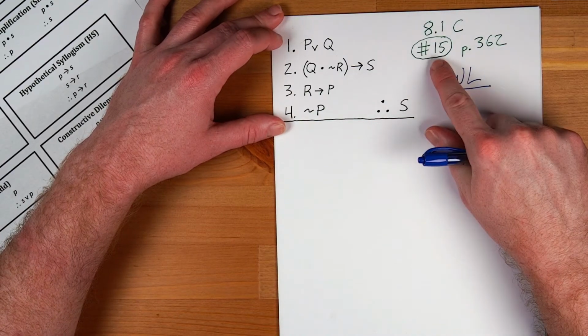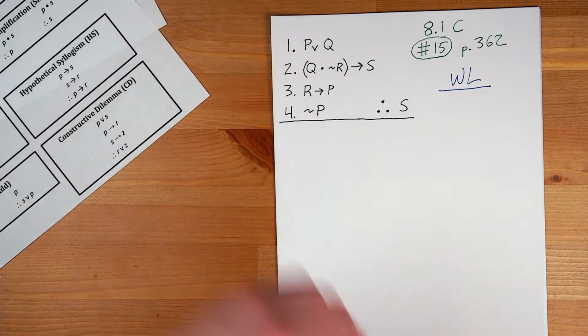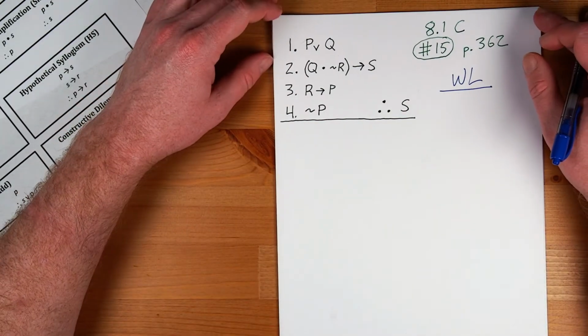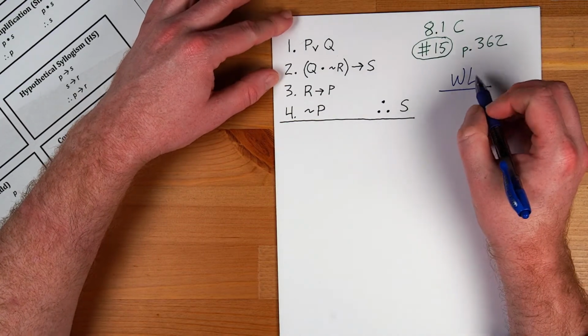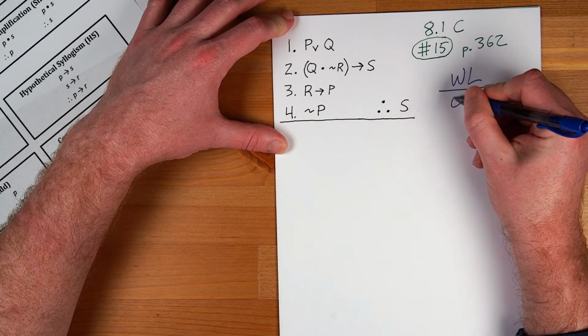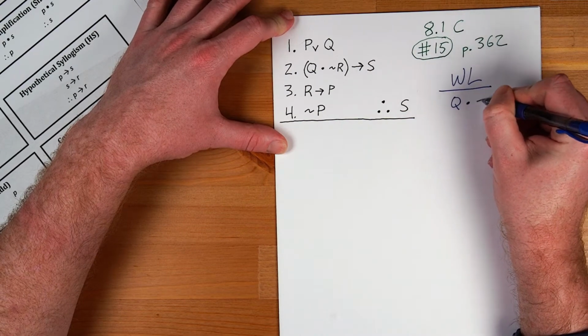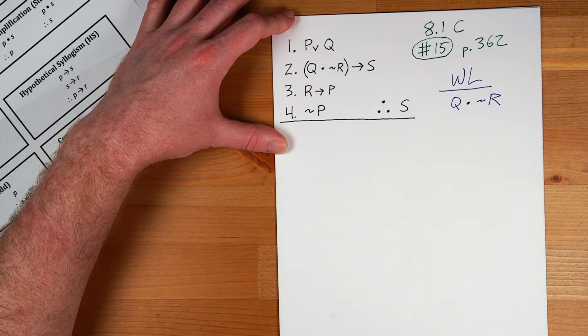Of course, if you didn't see my wish list, check out one of my previous videos, I think, number 11? Number 11 of this same exercise. That's where I introduce wish list. So what are we going to put? Well, we wish we had this part of the conditional. So Q and not R. That would be great, because then with 2, we can do modus ponens to get S.